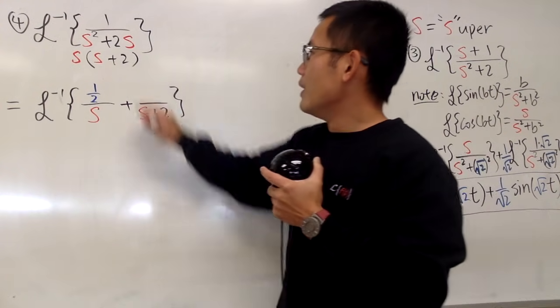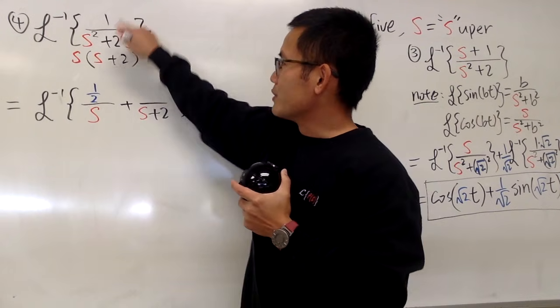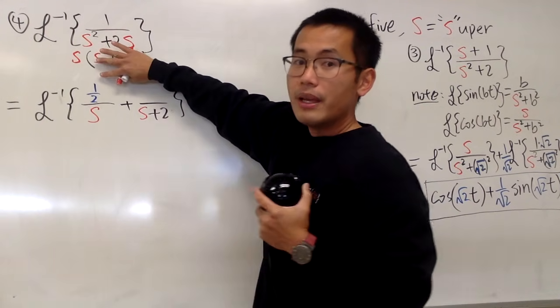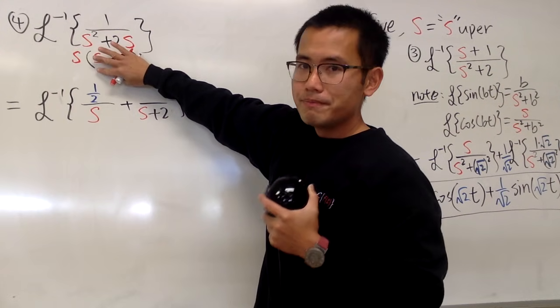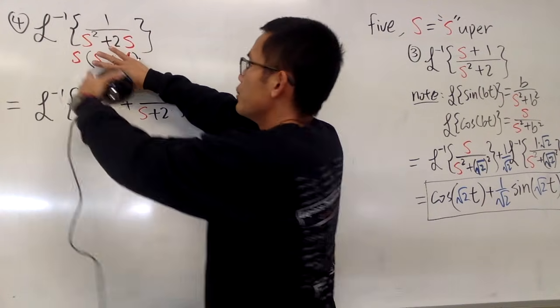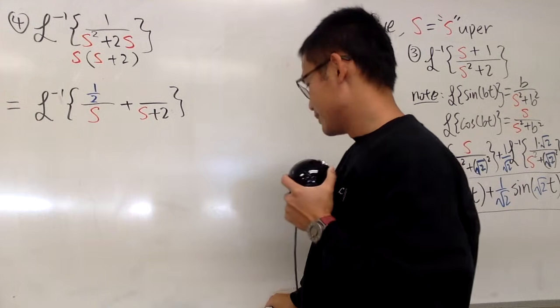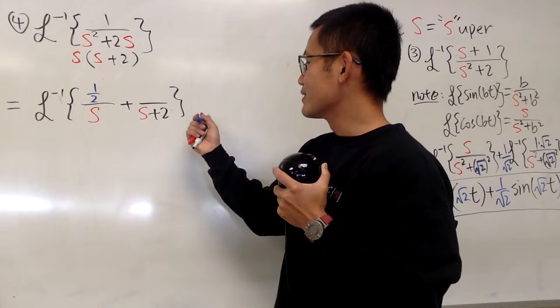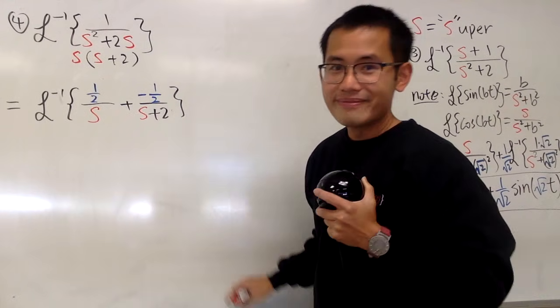And then to figure out this number, you go back to the original and cover the same exact denominator, and you ask yourself, how can you make s plus 2 equal to 0? s has to be negative 2, and you put it right here, and then we will have 1 over negative 2. So this number is just going to be negative 1 over 2, like this, right?